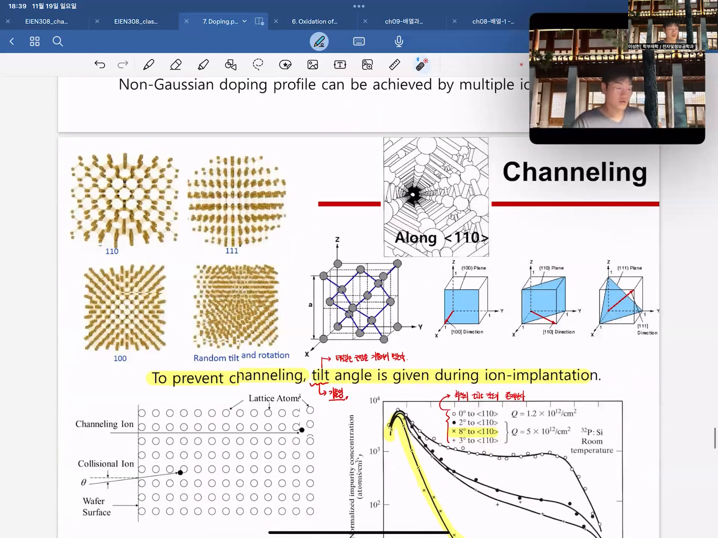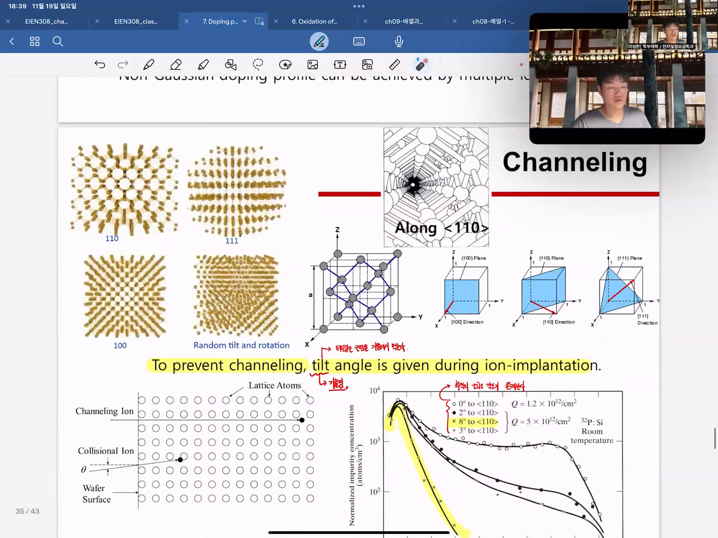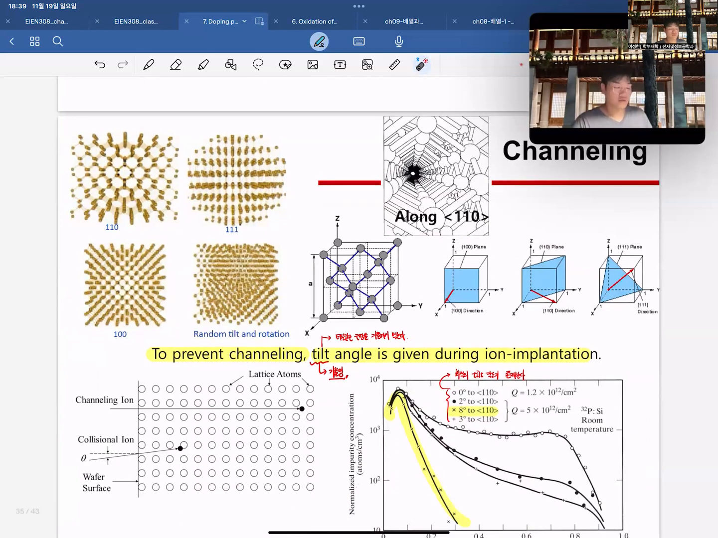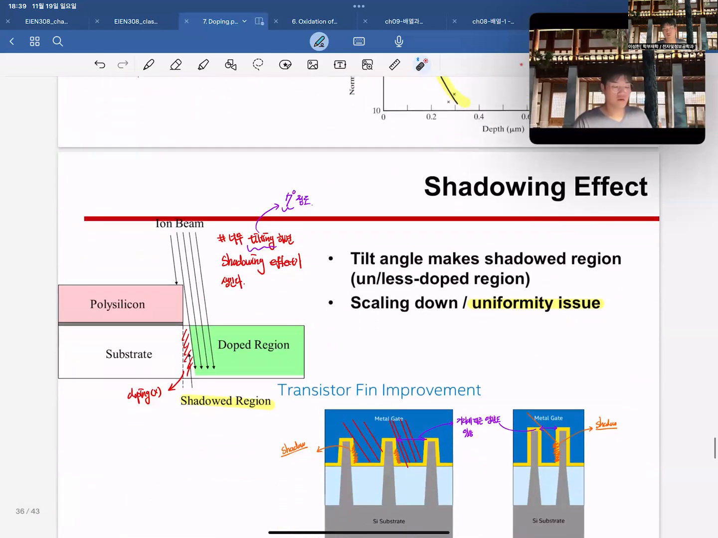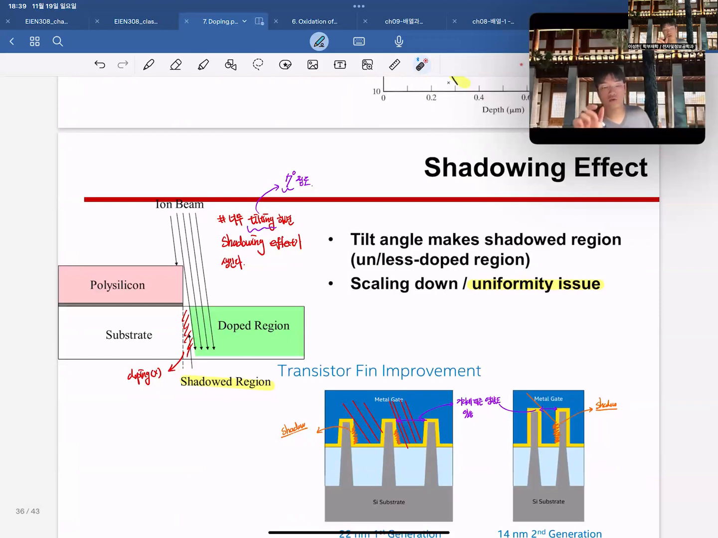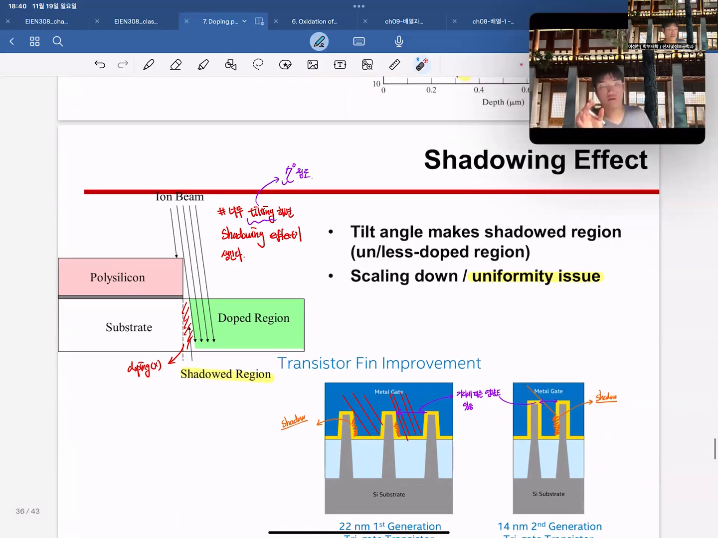And there's a problem. The channeling problem is a structural effect problem. So we can use a tilt angle to solve this problem. But when we solve it this way, another problem happens: the shadowing effect. The shadowing effect is when we angle the wafer, shadowing areas may happen. The shadowing area is not doped because no impurity reaches it. It is an empty space.